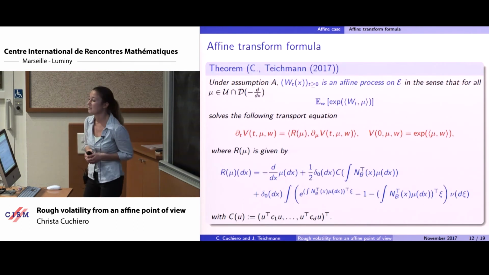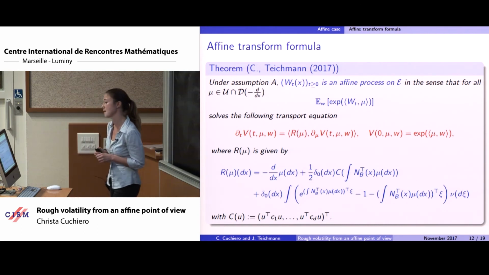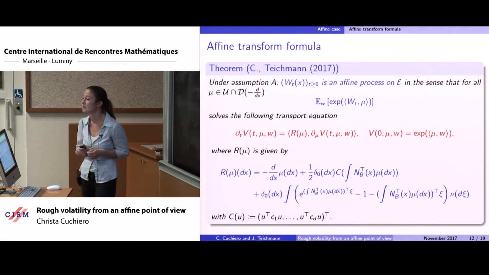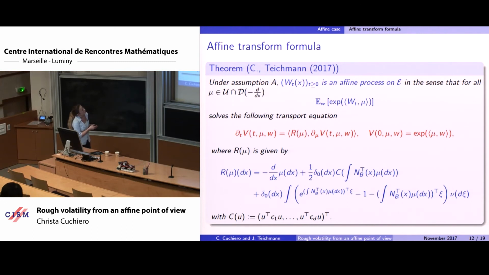Okay, this is the assumption, and then the theorem says under this assumption our variance swap process is an affine process in the sense that for all dual elements mu in this cone intersected with the domain of minus d over dx, if we take the expected value of the exponential of our variance swap process integrated against such elements, then this satisfies this transport equation, which is simply the analog of the Riccati equations. The Riccati equation can always be posed in this transport way, and it only tells that if we take the time derivative of this, then this is the same as taking the space derivative, corresponding here to the measure mu, and integrating it against this R of mu, which is a measure here.